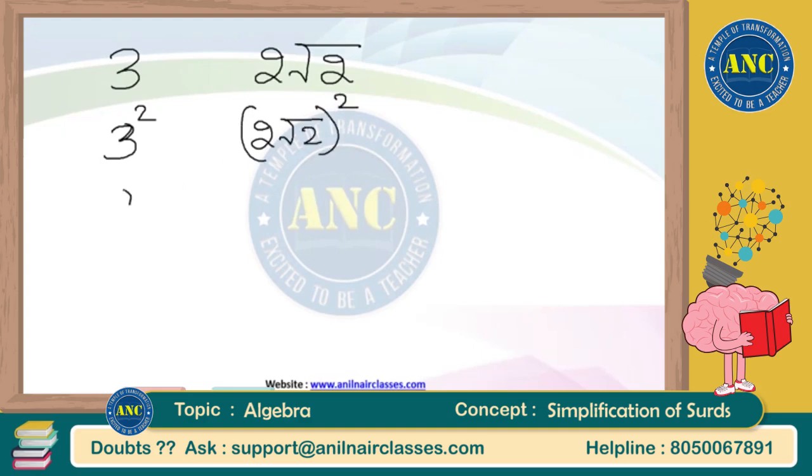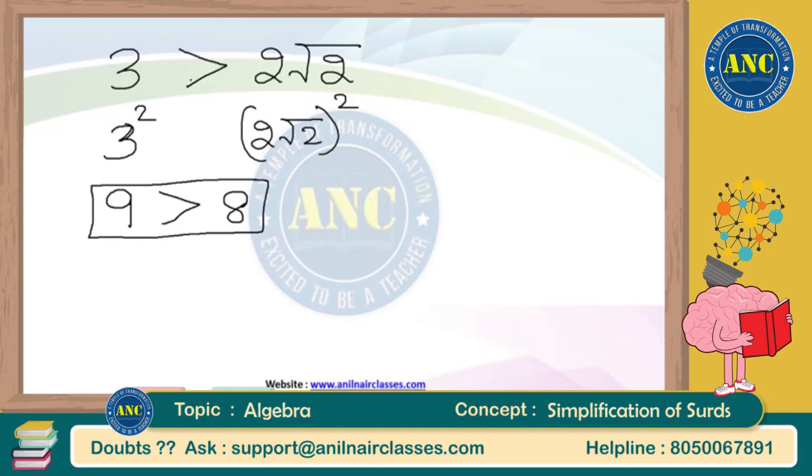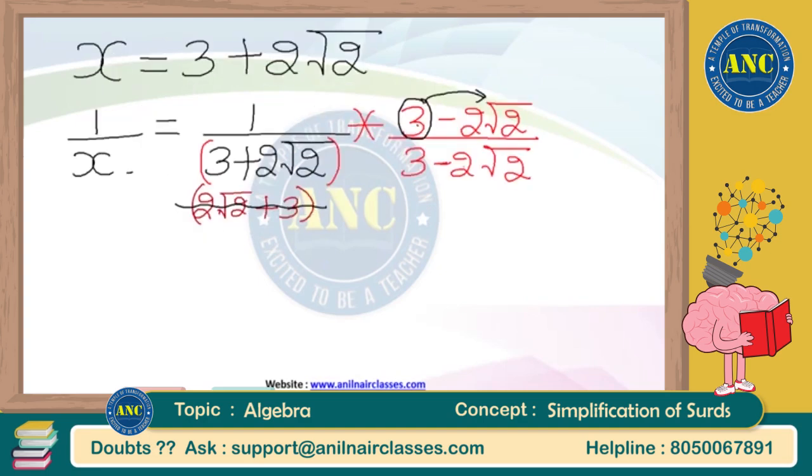3 square is nothing but 9. 2 root 2 whole square is nothing but 8. Is 9 greater than 8? Yes, 9 is greater than 8. Because 9 is greater than 8, I can say that 3 is greater than 2 root 2. Therefore, 3 should come at the starting, then only 2 root 2 should come.